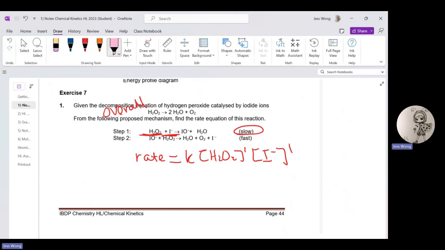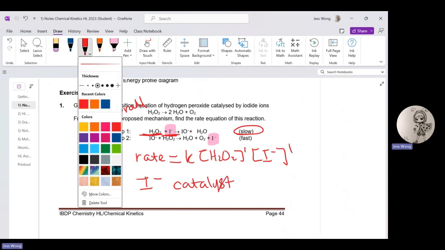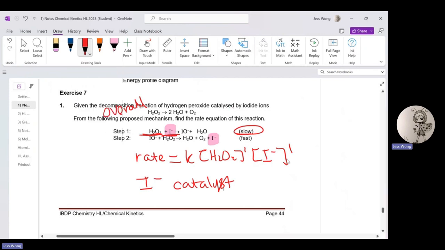An intermediate is something that is formed and consumed. But I minus here is not something that is formed. It's something that you put in, and at the end of the day, you get it back. So what is something that you put in and at the end of the day you get it back? That is a catalyst. So I minus here has the role of a catalyst because you added it in and it's regenerated. The rule states that our rate equation should not contain any intermediate, but a catalyst is fine because a catalyst is something that you put in.